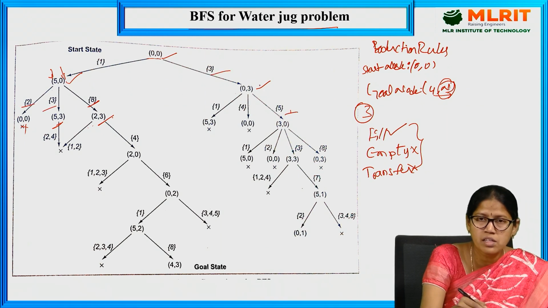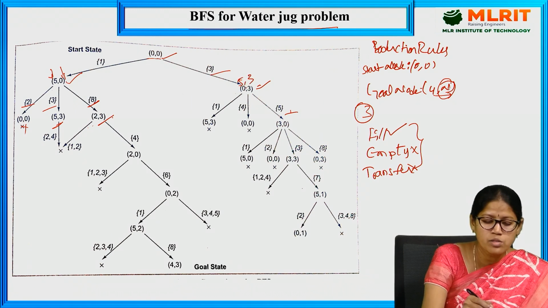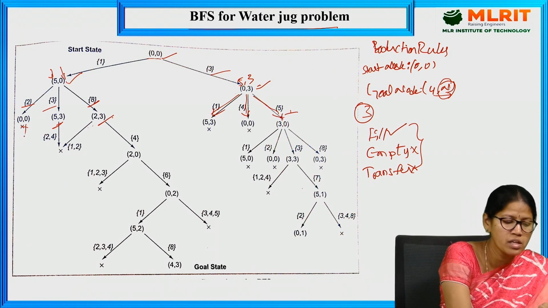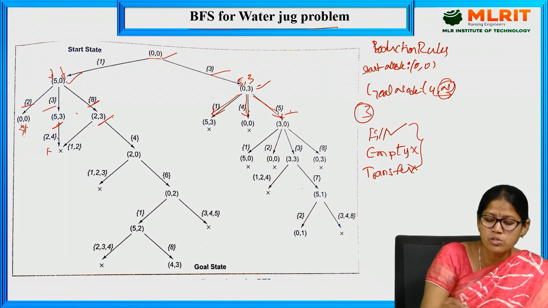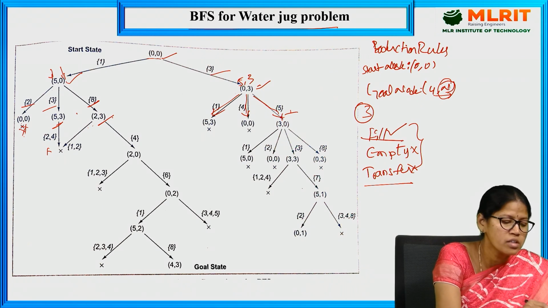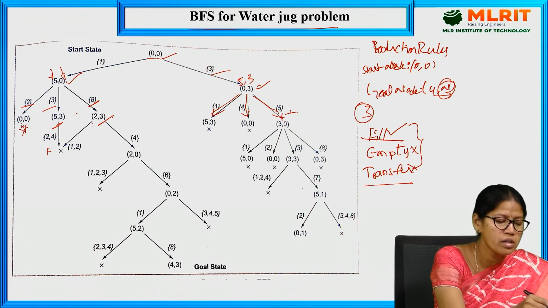All these are production rules. Next, on 0, 3, meaning the 5G jug and 3G jug, here also we can fill the water, empty the water, or transfer the water. Again it comes to the previous state, so we eliminated it. Next, on 5, 3, we can only empty, because we can't transfer the water and we can't fill the water, as it is already full. Next, on 2, we transfer the water from 5G into 3G. Now the state is 2, 3.